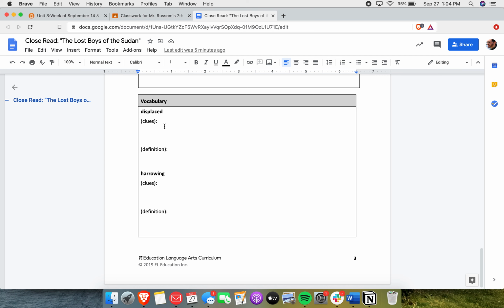And then finally, really easy section at the bottom here, we're defining 2 words, displaced and harrowing. In the clues section, give me some context clues for how you know what this word means. So some phrases or words around that word that help you determine that. And then in the definition section, you can literally just copy and paste a definition from the dictionary into this section.